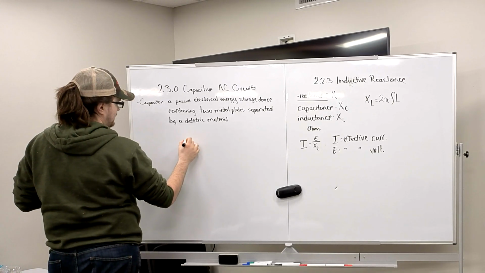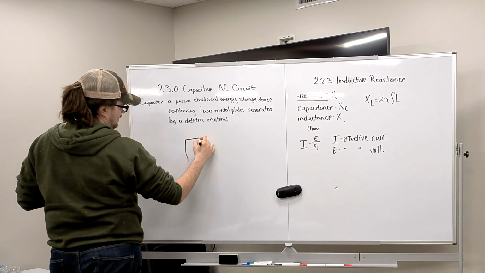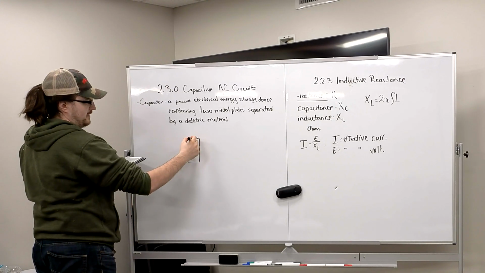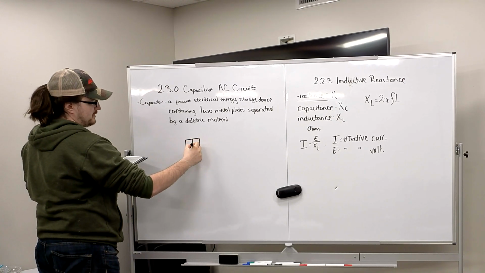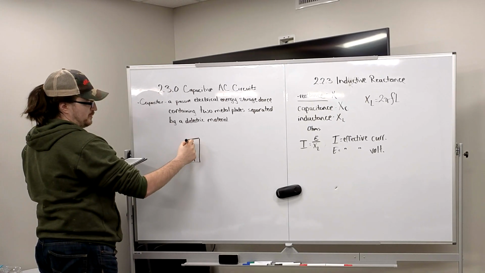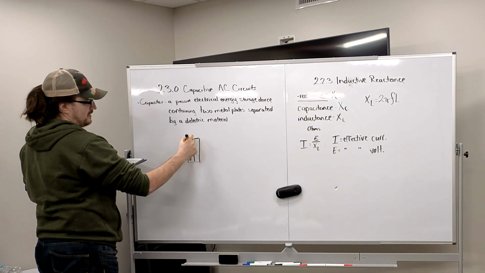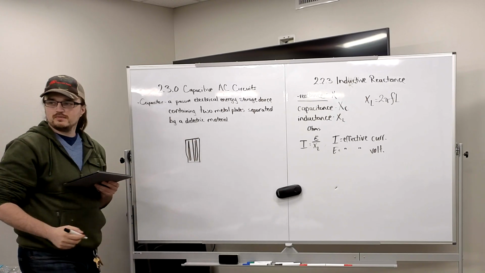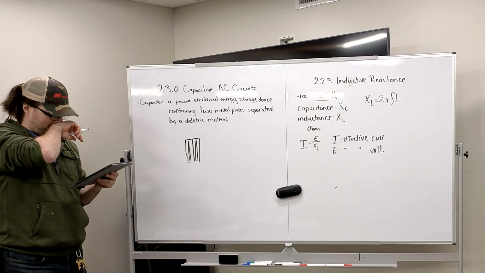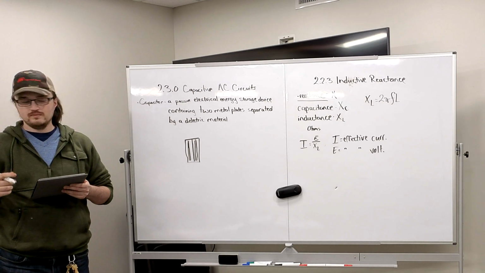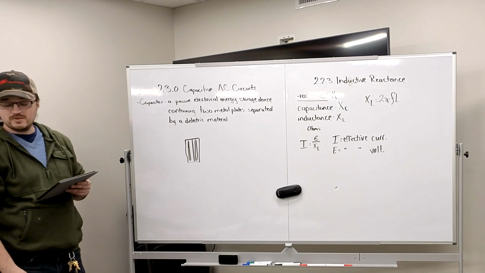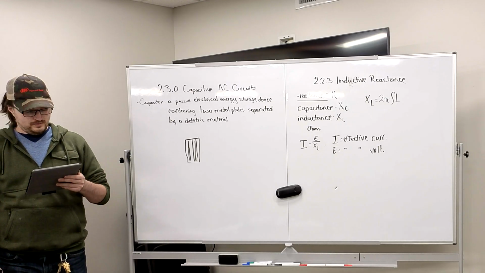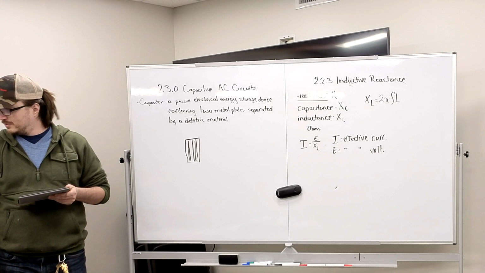So you got your capacitor. You got a dielectric material separating the 2 halves. You got a metal plate over here, and you got a metal plate over here. Simple. What is it, Hermes? Herms? I think that's what it's called.